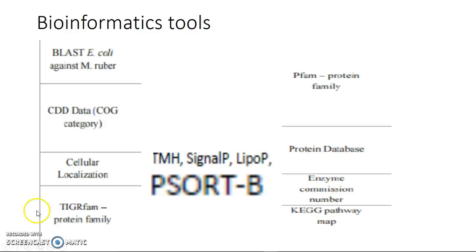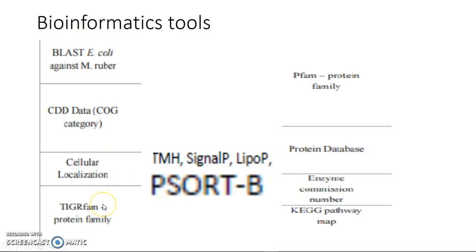For cellular localization, which is to determine where the protein is, we used TMH, which told us how many helices the protein had. A helix is in a membrane, so it would tell us if it was in a cytoplasmic membrane, a cell membrane. Then we had SignalP, which helped us determine if it was a signal peptide, and LipoP, which helped us determine if it was a lipoprotein. And PSORTb was very useful as it gave us a final prediction of where the protein would be located.